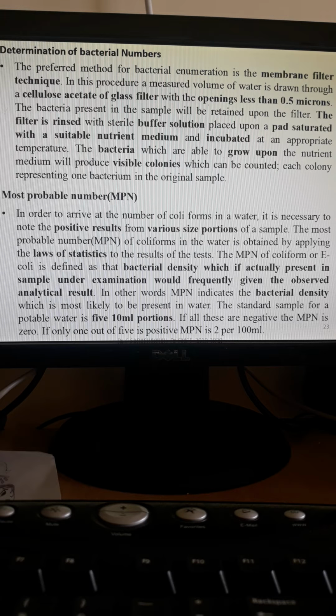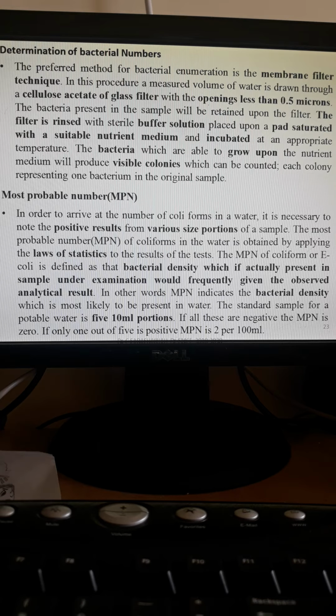E. coli is defined as that bacterial density which, if actually present in the water sample subjected for examination, would frequently give the observed analytical result. It means that when the water sample is examined for this bacterial concentration test, the result obtained, that value, will repeat several times, therefore it is called the most probable number. In other words, MPN indicates the bacterial density which is most likely to be present in the water.